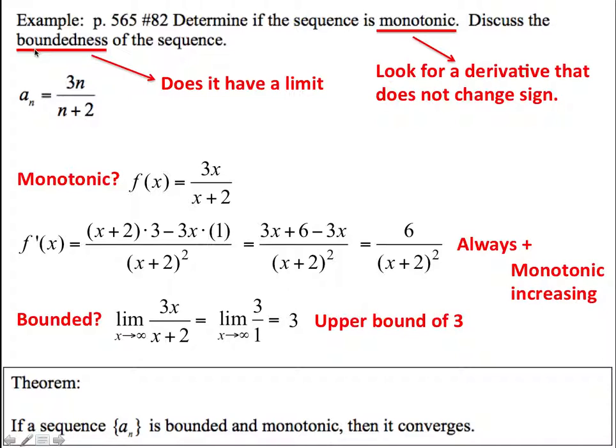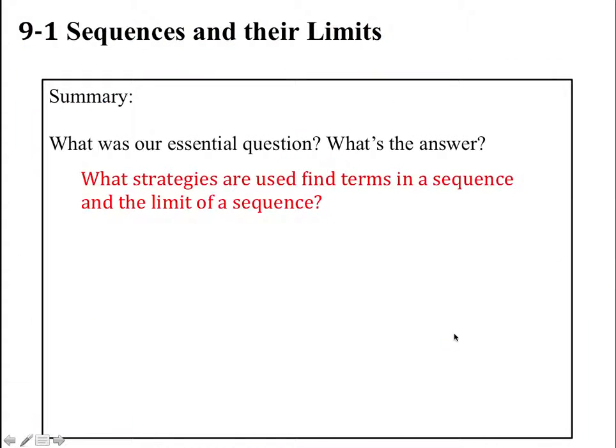We know that it's monotonic and bounded based on those two tests. So we have this final theorem that says if a sequence is bounded and monotonic, then it converges. So this must converge, and it converges to a value of 3.